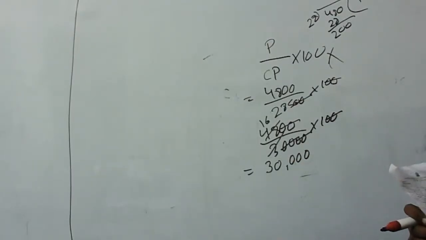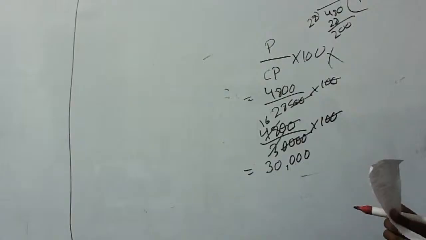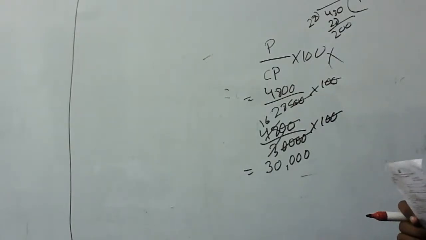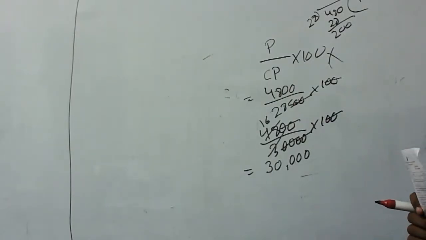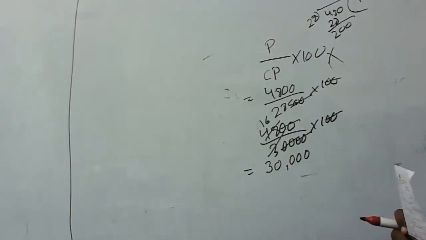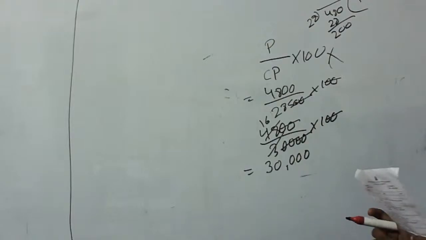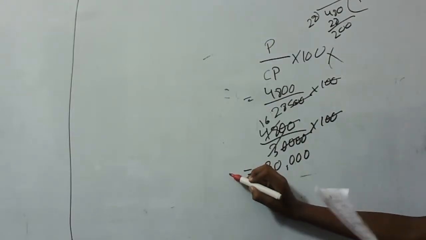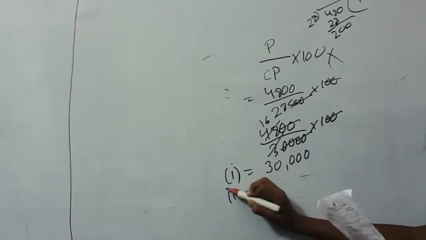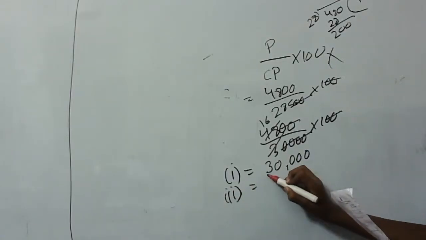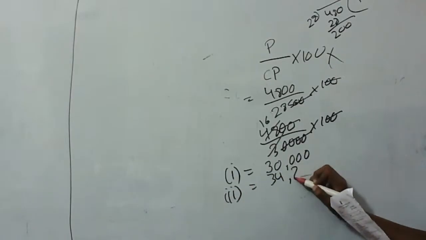And we know that SP equals CP plus profit. And the second question is the selling price of the earrings, and the first option is 34,800. It is the correct answer because if we add CP with the profit, it equals 34,800. So the first answer and second answer is 34,800.